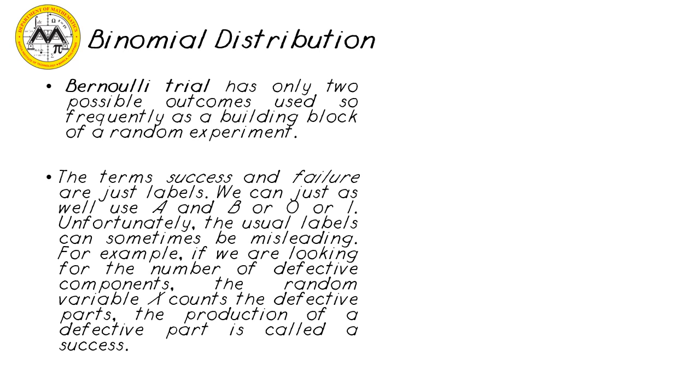Unfortunately, the usual labels can sometimes be misleading. For example, if we are looking for the number of defective components, the random variable X counts the defective parts. The production of a defective part is also called a success.